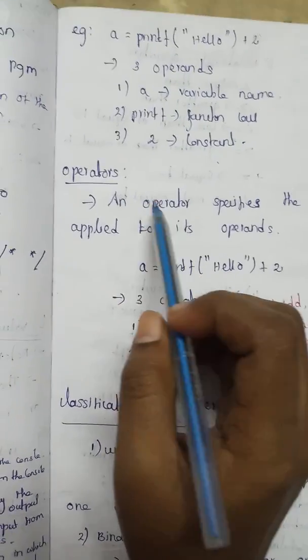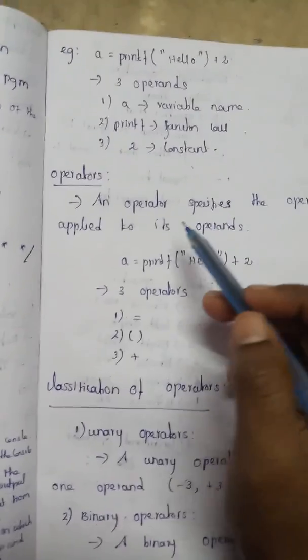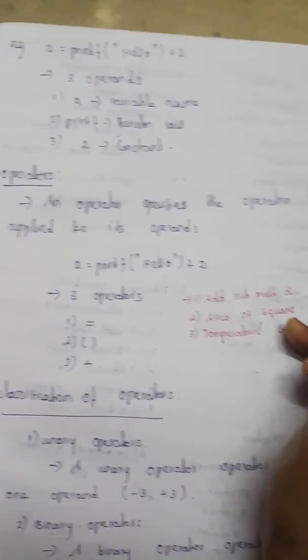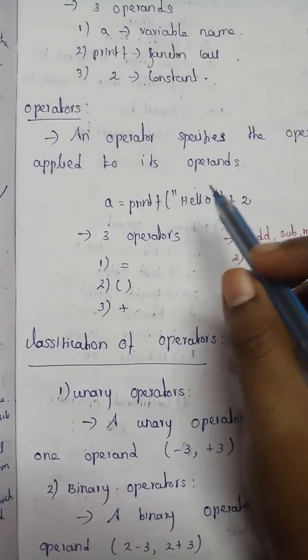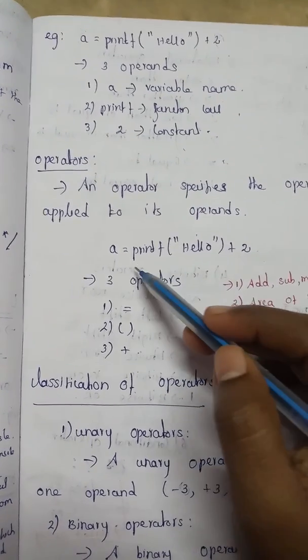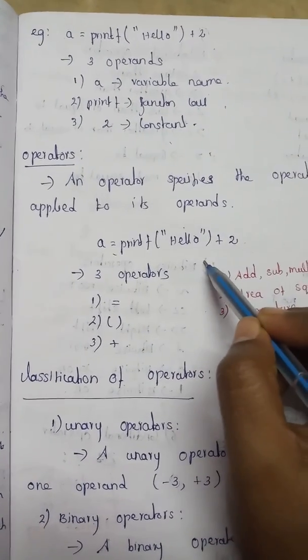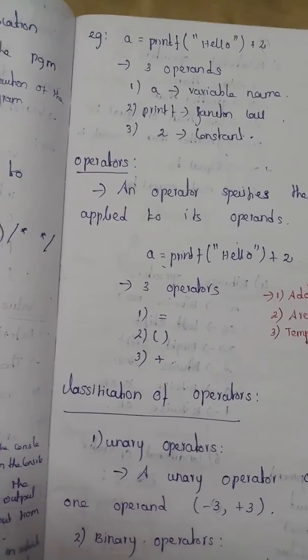Here, operators. Okay, this is operands, and now operators. An operator specifies the operation to be performed on the operands. Okay, here a = printf, same example, but here the operators are the equal to operator, plus is an operator, and the open bracket and close bracket are also operators.